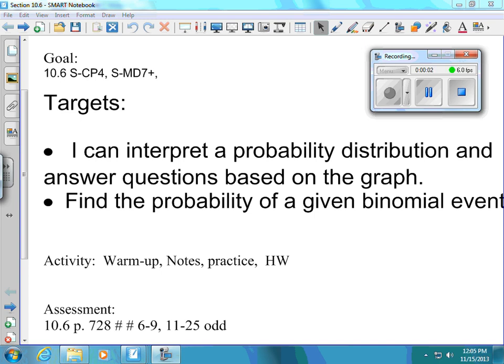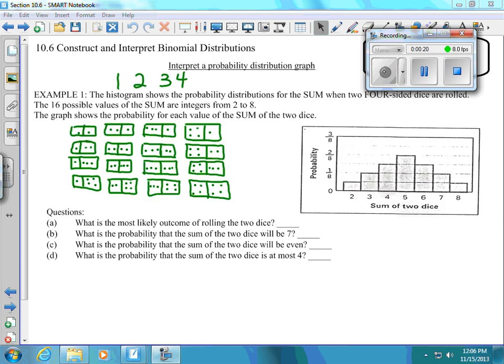Okay, welcome back. We're going to finish up Chapter 10, Unit 6 here with the following targets. I can interpret a probability distribution and answer questions based on the graph, and I can find the probability of a given binomial event. Have these targets in your notes for tomorrow. Okay, the histogram, you're interpreting a probability distribution graph. So we're going to get probabilities from graphs this time.